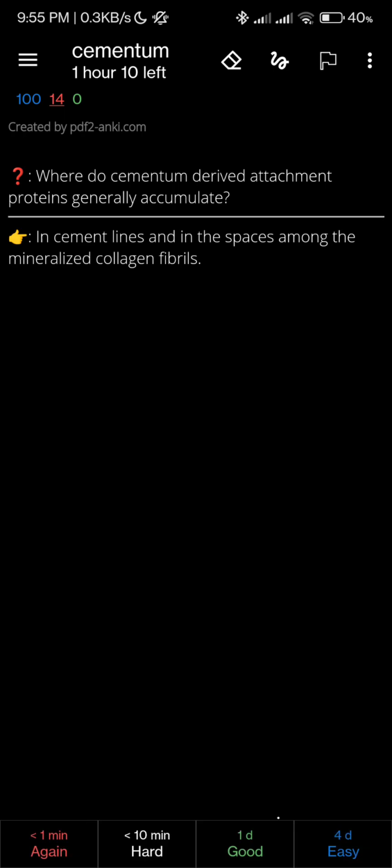Where do cementum-derived attachment proteins generally accumulate? In the spaces between mineralized collagen fibrils and in the cementum lines.